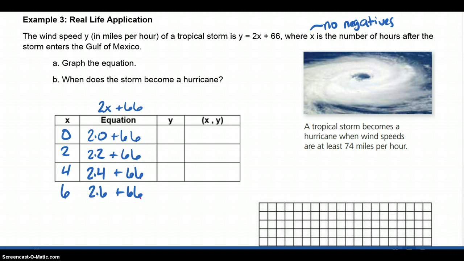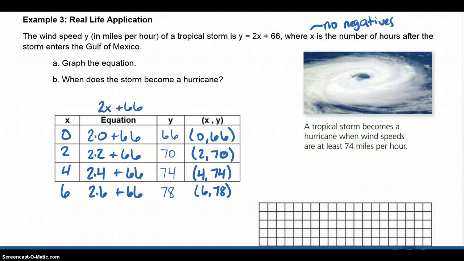So again, use your calculator if you need to. That's going to be 66. 0 times anything is 0. 2 times 2 is going to be 4. Plus 66 is going to be 70. 2 times 4 is 8. Plus 66 is 74. 2 times 6 is 12. Plus 66 is going to be 78. So the points that we are going to plot are (0, 66), (2, 70), (4, 74), and (6, 78).